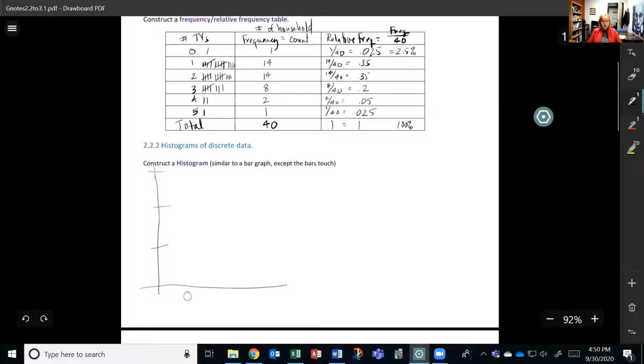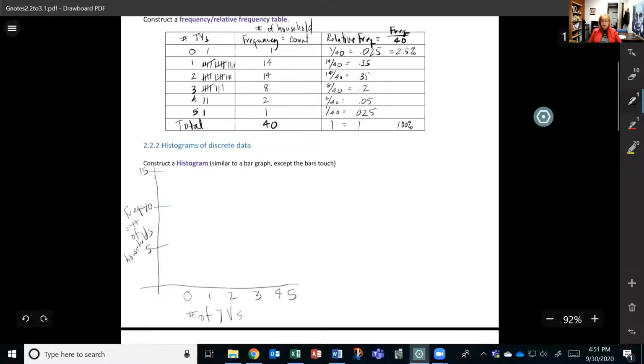So my X is going to be the number of TVs, and over here is my frequency, the number of households. And this will be 5, 10, and 15. So we got 0, 1, 2, 3, 4, and 5.